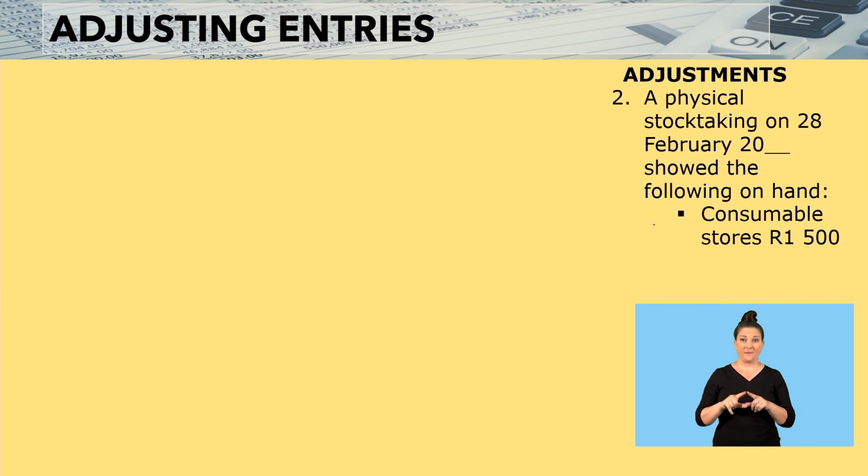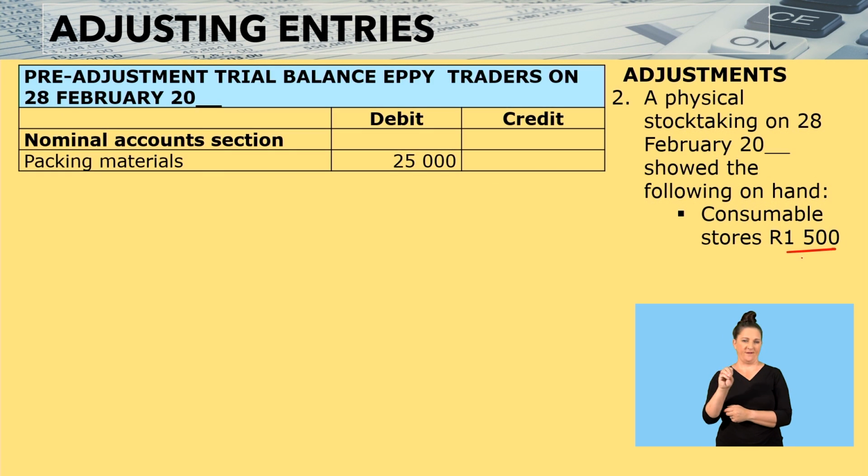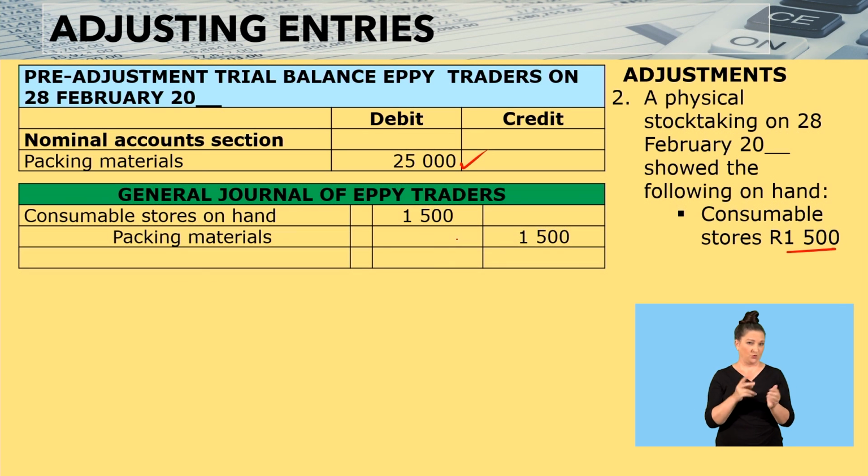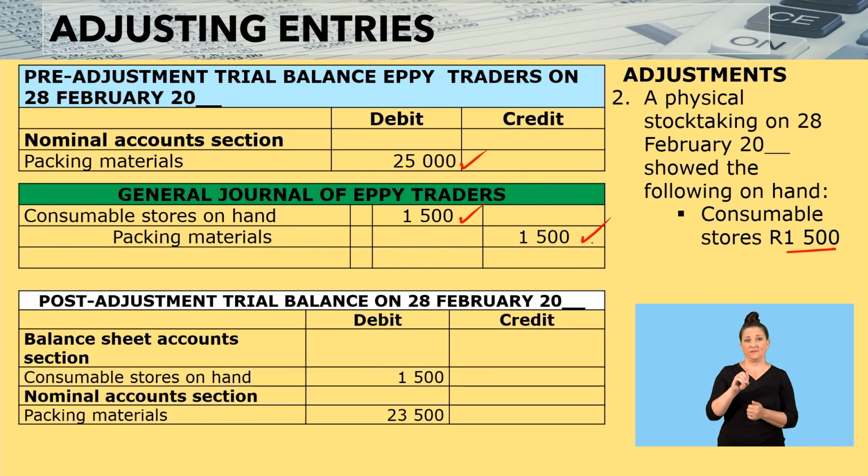A physical stock taking on 28 February showed the following on hand: consumable stores 1,500. In the pre-adjustment trial balance, we have packing materials of 25,000. Now, we are told that we have consumable stores on hand of 1,500. In the general journal, you would see we debit consumable stores on hand and we credit packing materials 1,500.